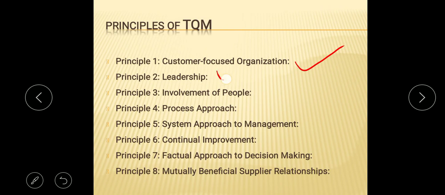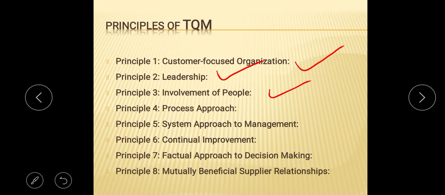Next principle is leadership. Leaders establish unity of purpose and direction of organizations. They should create and maintain the internal environment in which people can become fully involved in achieving the organization's objectives. Next is involvement of people. People at all levels are the essence of an organization, and their full involvement enables their abilities to be used for the organization's benefit.